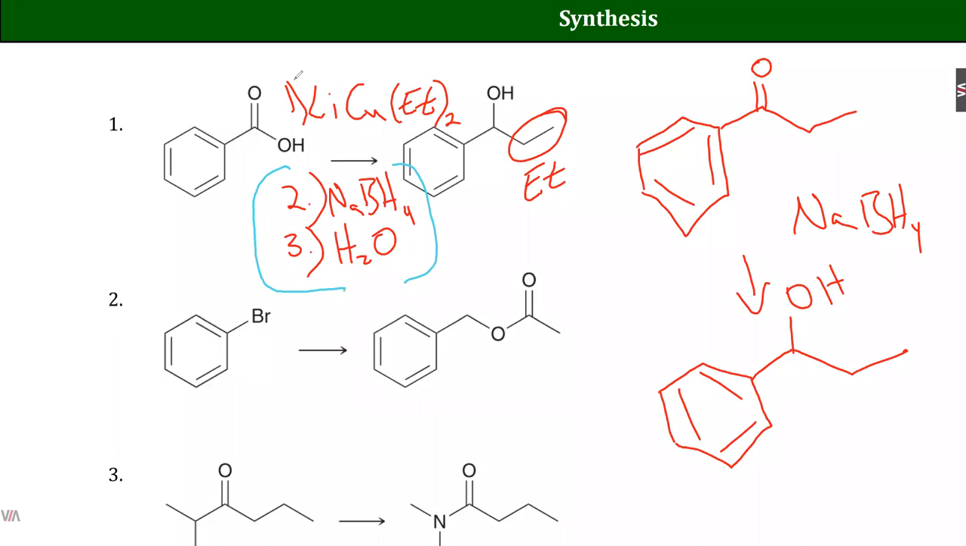Because remember, those two steps, two and three, are really part of the same reaction. You have to start by reducing it with the hydride and then follow that up by adding a proton source so that the oxygen can get protonated. But yeah, that's the right approach there.